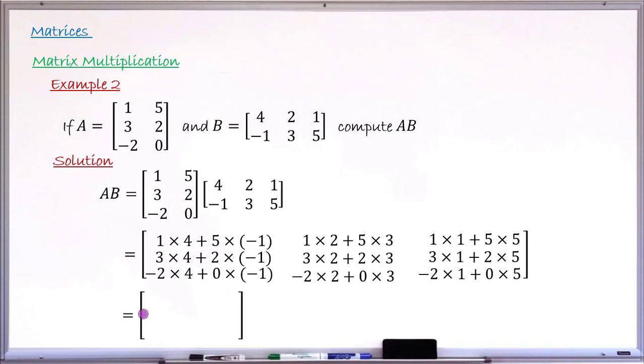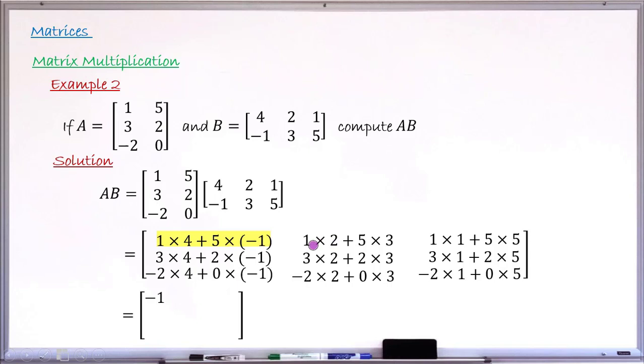So let me do that. So my resulting matrix, if I should find this answer, 1 times 4 is 4. 5 times minus 1 is minus 5. So I'm going to have 4 minus 5. That gives answer minus 1. Look at it here.